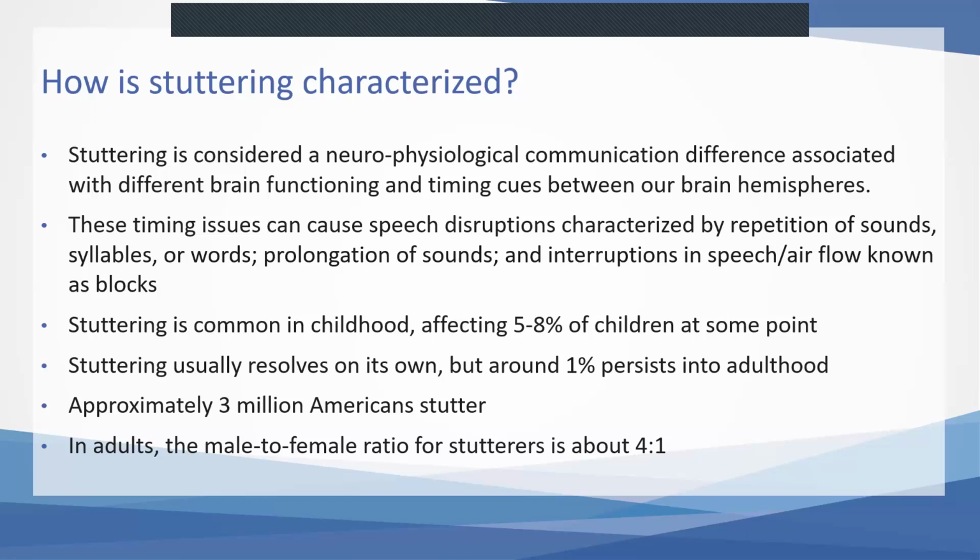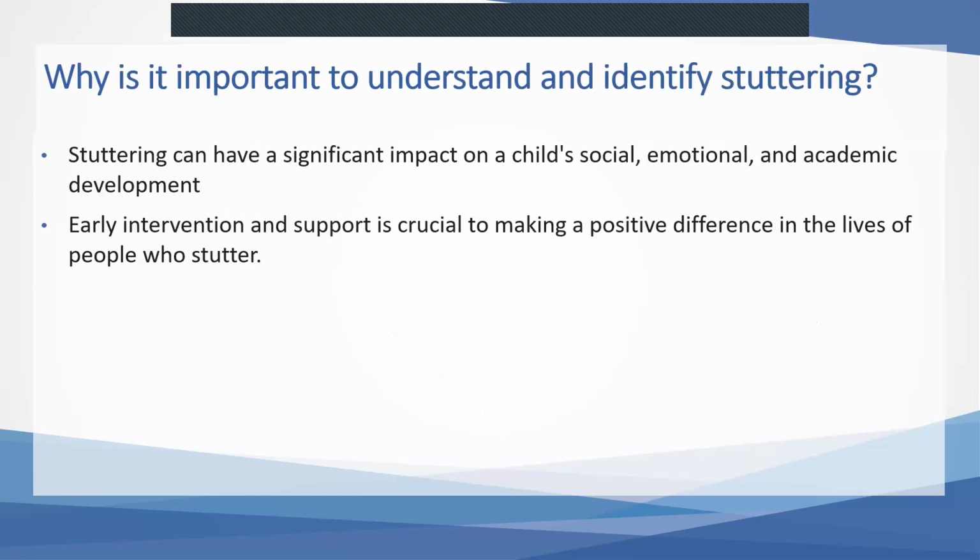Stuttering is very common in childhood, affecting about 5 to 8% of children at some point. But stuttering usually resolves on its own, but around 1% persists into adulthood. Approximately 3 million Americans stutter, and in adults, the male to female ratio for stutterers is about 4 to 1. So a lot more males than females stutter.